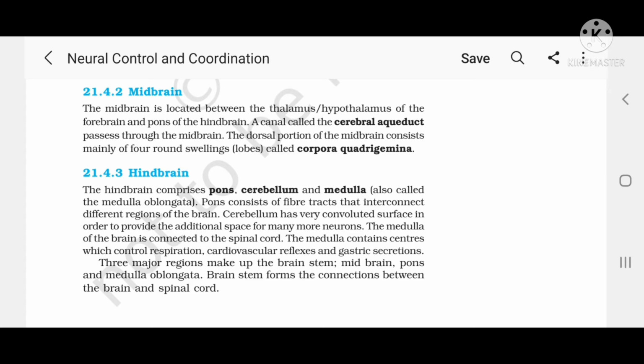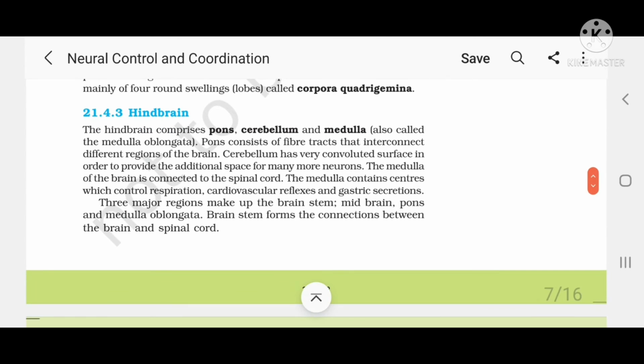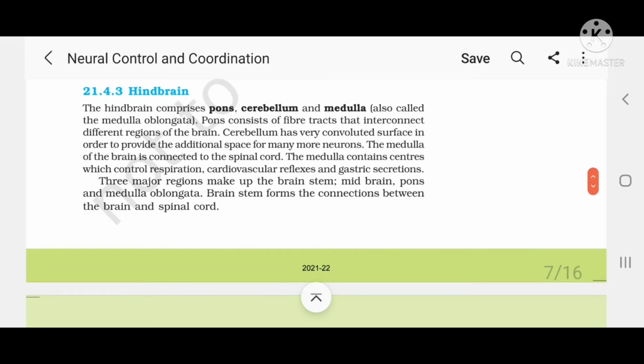21.4.3 Hindbrain. The hindbrain comprises pons, cerebellum, and medulla, also called the medulla oblongata. Pons consists of fiber tracts that interconnect different regions of the brain. Cerebellum has a very convoluted surface in order to provide additional space for many more neurons. The medulla of the brain is connected to the spinal cord.